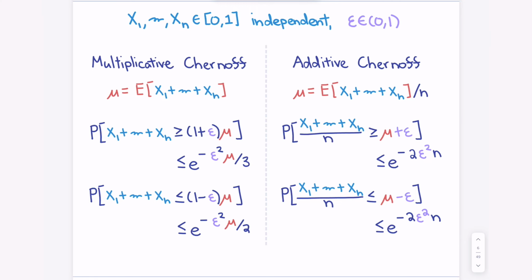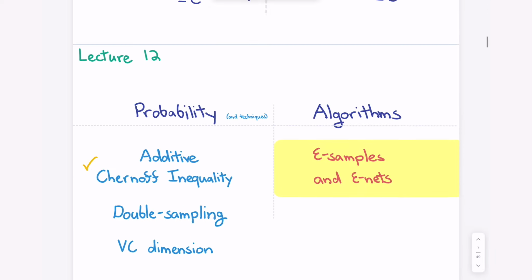Oh, here's a compare and contrast. Well, there's not much to say about it. Obviously, there's 1 plus epsilon times mu on one side. There's epsilon n on the other. Okay. All right. So I should note that non-negativity is really important for multiplicative stuff, right? But it's not really so important here in the additive regime. Okay. Good. All right.